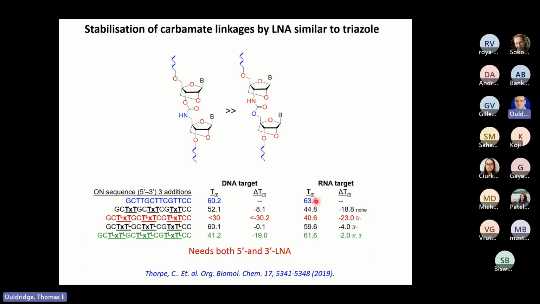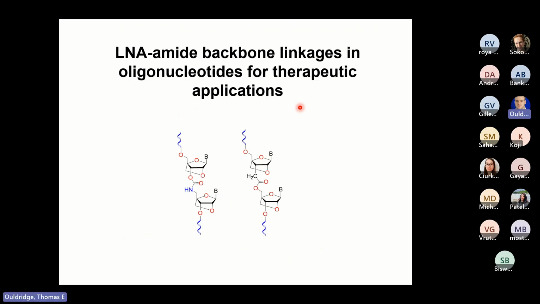So this is the carbamate. This one here is the carbamate without LNA, and this is the carbamate with LNA. So again, an artificial backbone with a locked nucleic acid gives pretty good duplex stability. So the LNA has to be at least on the 3' side and preferably on both sides of the artificial backbone. Okay, so we've established now that we can put triazoles or carbamate linkages into oligonucleotides, and these linkages will form stable duplexes as long as we surround them with locked nucleic acid.